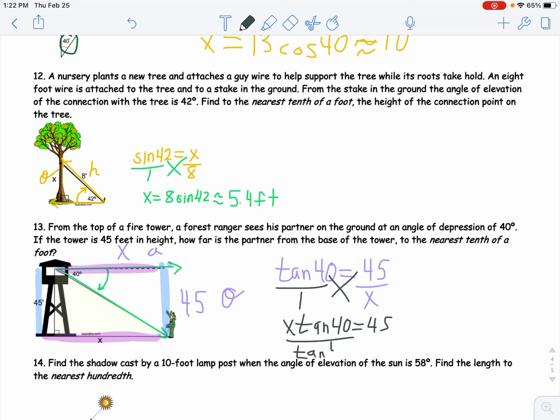And again, always wait till the last second to use a calculator. Don't plug in tan 40 till the very end. You might run into some rounding errors. And again, it's going to look like this in your calculator. Cell phone calculators are miserable. If you're relying on that for this test, I have pity on you. 53.6.